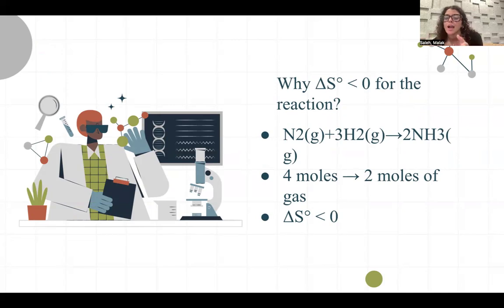So, this is our reaction: N2 plus 3H2 makes 2NH3. We start with 4 moles of gas and we're ending up with 2 moles of ammonia gas. Because the number of gas molecules decreases, the system becomes more ordered, which in other terms means that the entropy, which is delta S, decreases and therefore it's negative. Because we have fewer gas particles, it means it's lower entropy. So that's why our delta S is less than zero for this reaction.